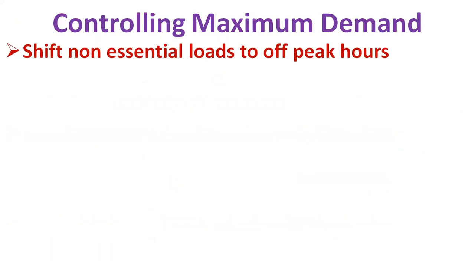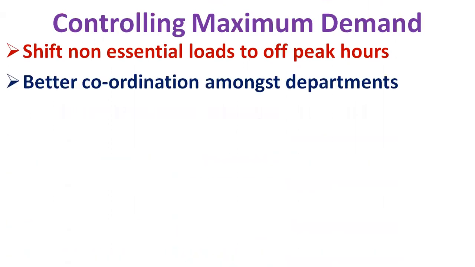Then we have controlling the maximum demand. There are various methods of controlling the maximum demand. They can be to shift non-essential loads to off-peak hours. For example, if one is working in a bottling plant, working in two shifts, then loads like the water treatment plant and the effluent treatment plant can be run during the third shift alone.